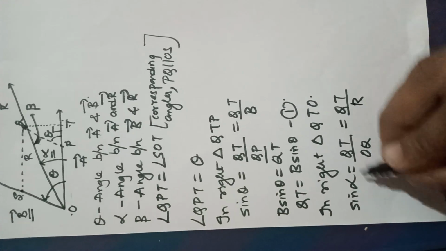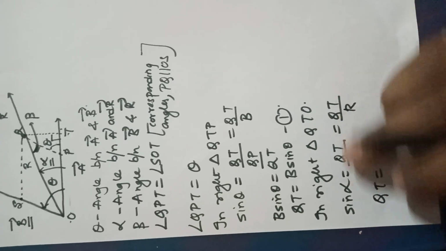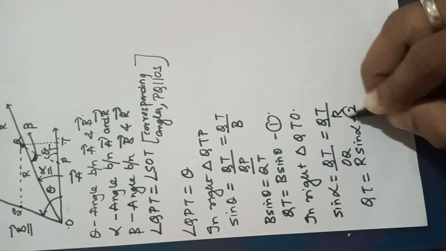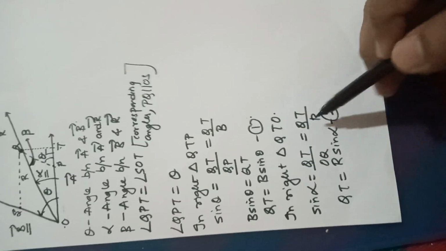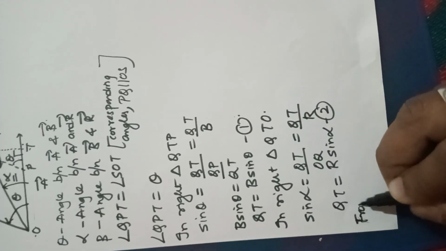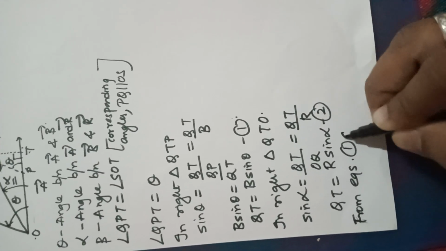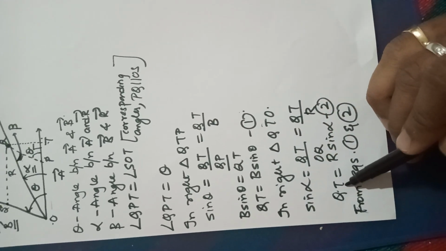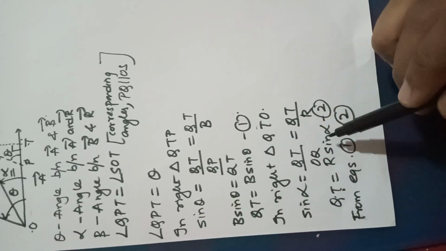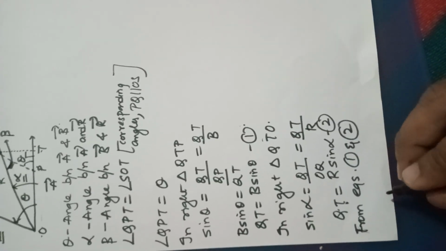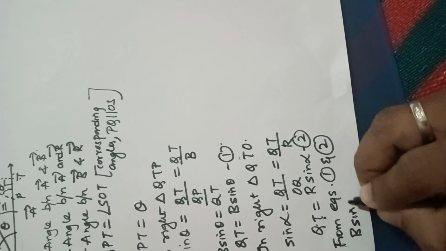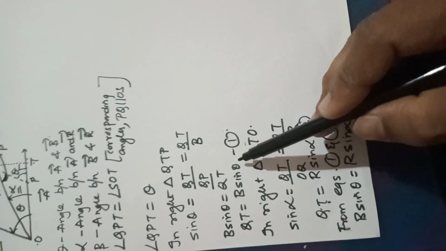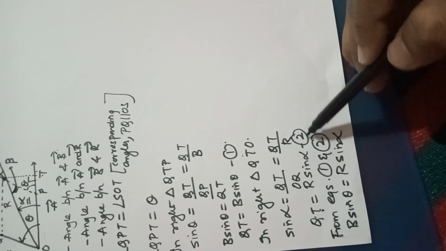Now, cross multiplying, we can say that QT is equal to R sine alpha. Let's call this equation 2. Now it's time to compare equation 1 and equation 2. From equations 1 and 2, you observe that the LHS of equation 1 is equal to the LHS of equation 2. So we can equate the RHS of equation 1 and equation 2. That is, B sine theta is equal to R sine alpha.